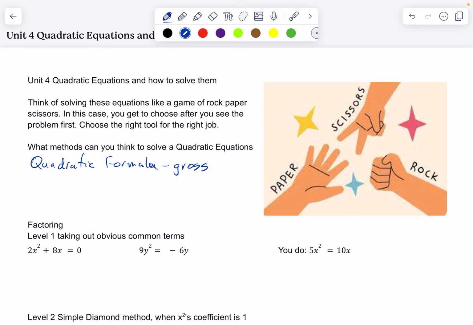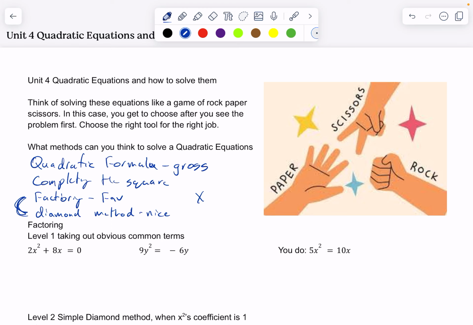But you do you. Other things that are nice are completing the square. You know I love my completing the square. Factoring is my favorite. The diamond method is pretty cool. And the box method, nice. These two are pretty easy. The harder ones you might have, like the X-box. All right, let's go review some of them.